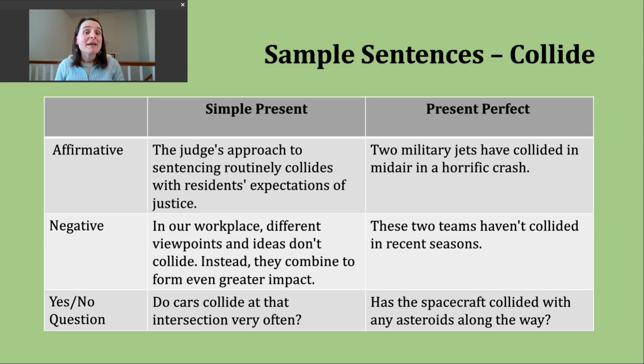Okay. Now, if I want to make a negative simple present sentence, again, I'm going to pay attention to my subject. My subject is I, you, we, or they. I'm going to use do not and then the base verb. If the subject is he, she, or it, I'll use does not and then the base verb. Here's an example. In our workplace, different viewpoints and ideas don't collide. Instead, they combine to form even greater impact.